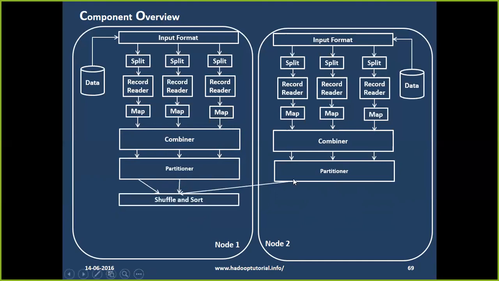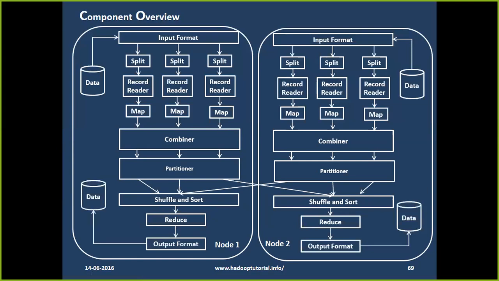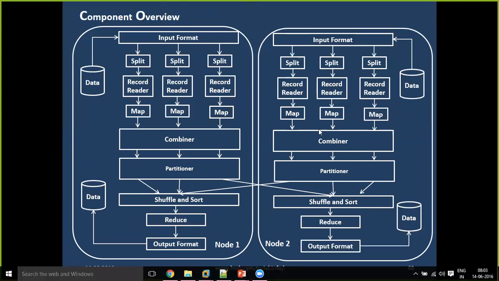In shuffling, part 0 files will come to one side and part 1 files will go to another side, and across all these part 0 files you will sort the keys. Once the keys are sorted, you will process them in the reduce, and the reducer will send output to the output format, and the output format will write into a directory. Is it clear?